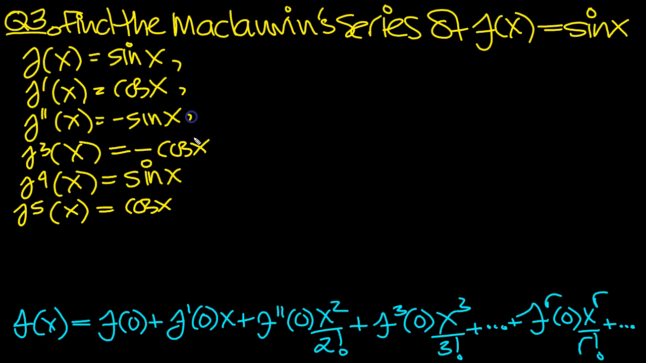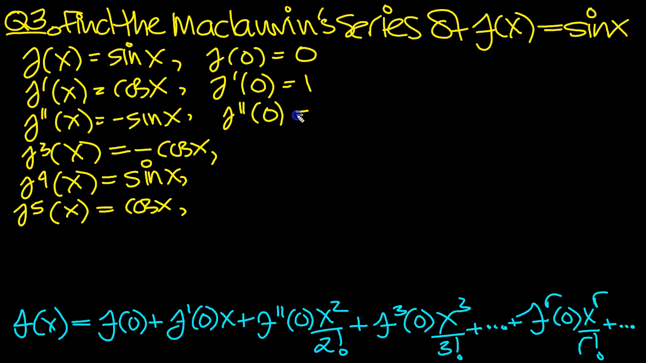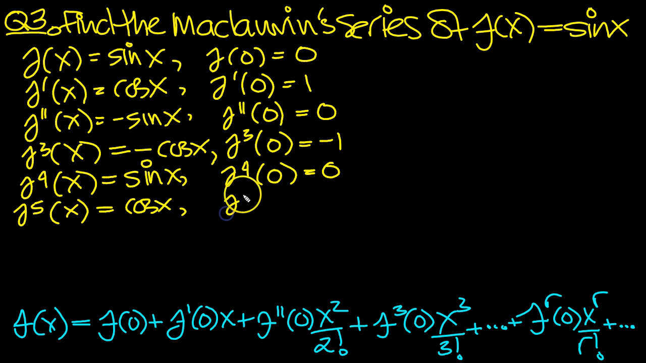So let's work out the f of zeros, so to speak. So f of naught, sine naught is naught, f dashed of naught, cos naught is 1, double dashed at naught, sine naught is naught, f of 3 at naught, minus cos naught, so we've got a minus 1 here, f of 4 naught, sine naught is naught, and f of 5, cos naught is 1. So we can see that the ones are alternating in sign on these terms, dashed, 3 and 5.